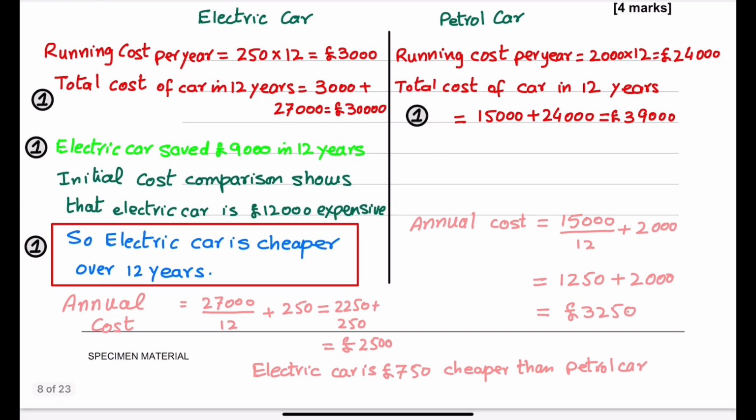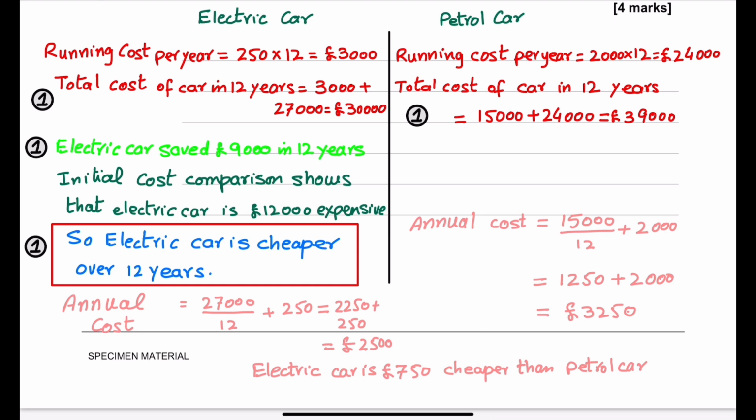There is another method given for both of them. We will spread the cost over 12 years, that is 27,000 divided by 12 plus the running cost per year, that is 250. Overall, the annual cost is 2500 pounds for the electric car.